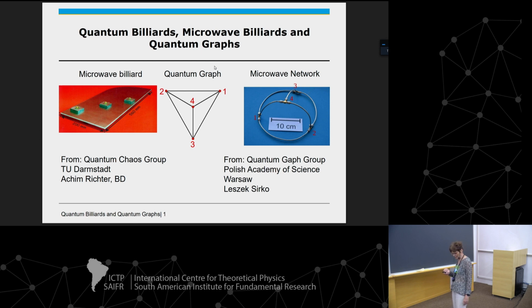So in the first part, I will speak about the so-called billiards, and in the second part, I will briefly introduce quantum graphs. This is another type of system which is used to study aspects of quantum chaos. Here I will also explain how we use microwave billiards to get eigenvalues and wave functions experimentally. For this, you can use such microwave billiards.